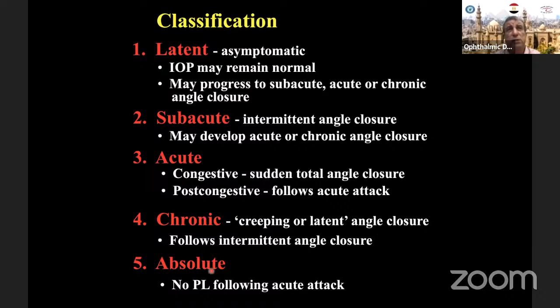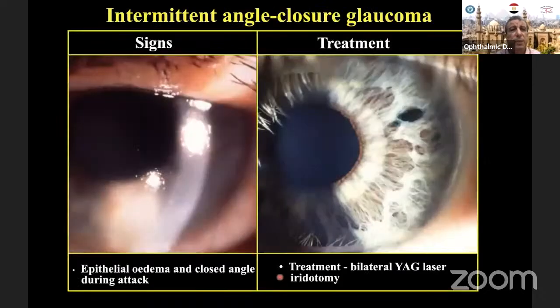Absolute glaucoma: when this case is badly managed or not appropriately treated, it will pass to absolute angle closure glaucoma, which is a blind, painful eye, no PL, no perception of light. It follows repeated attacks of angle closure with subsequent damage to the optic nerve head and retina, fibrillary and ganglion cells, and the patient gradually loses vision. And this is one of the most difficult cases in glaucoma.